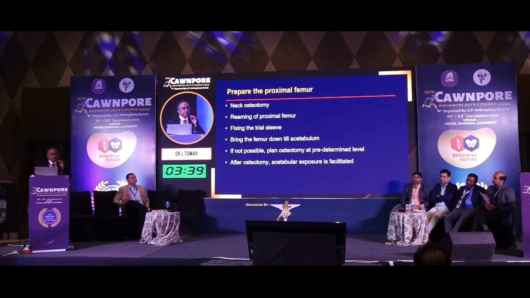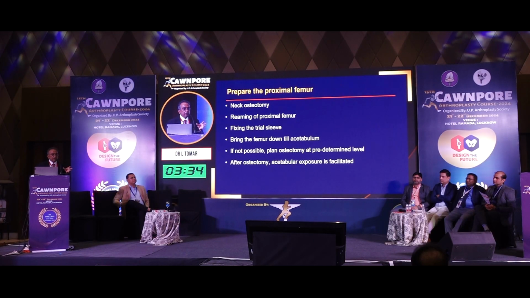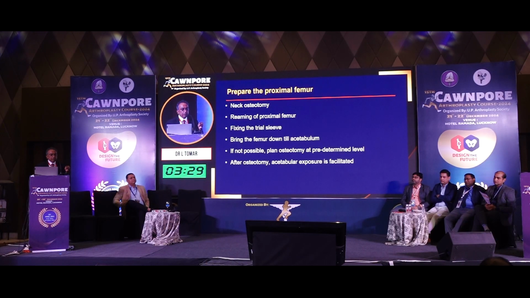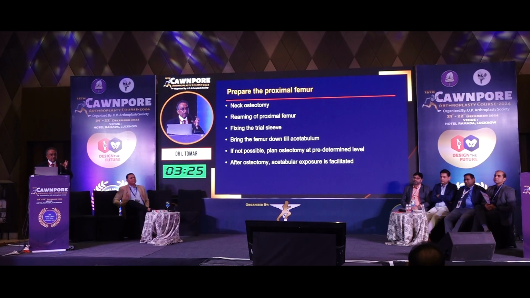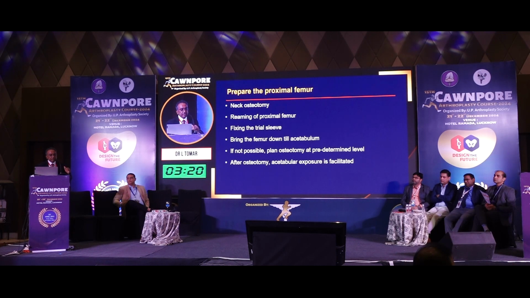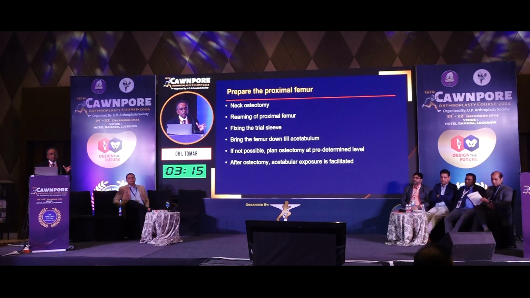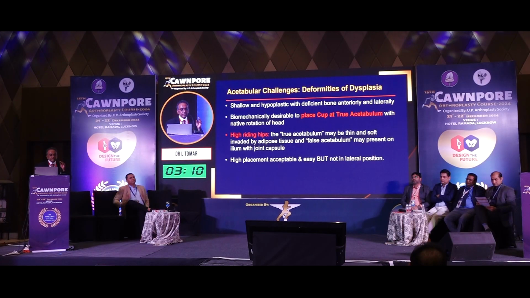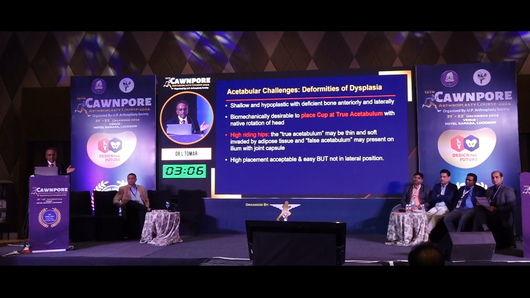Then we prepare, as was already described by Dr. Vijay in some previous discussions. First, we prepare the proximal femur. Neck osteotomy is done, the proximal femur is reamed, and the sleeve is fixed there. Then we try to bring the femur down to the acetabulum. If it is not possible, we straightaway do the osteotomy at a predetermined level, and after this the acetabular exposure becomes very simple.